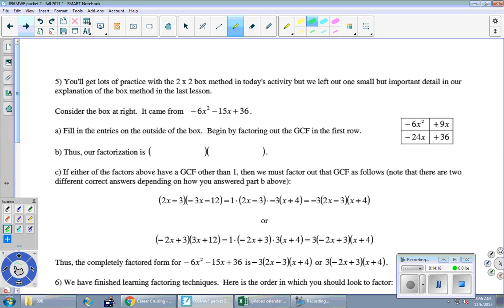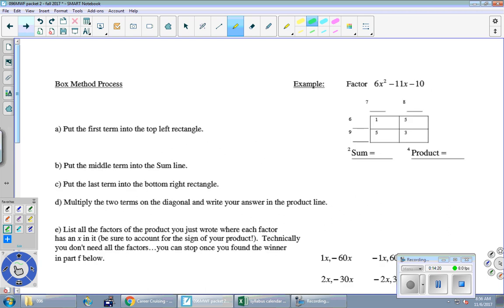Let's see here. So actually, we're going to come back to this page in just a second. Let's go one page farther. Go to this one right here, 160.